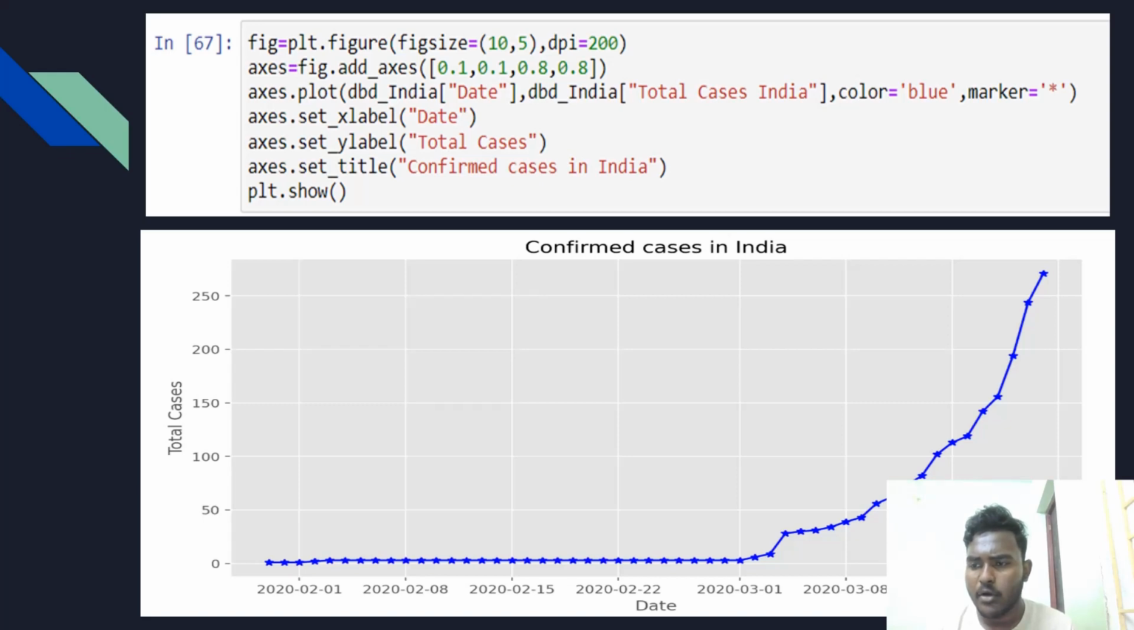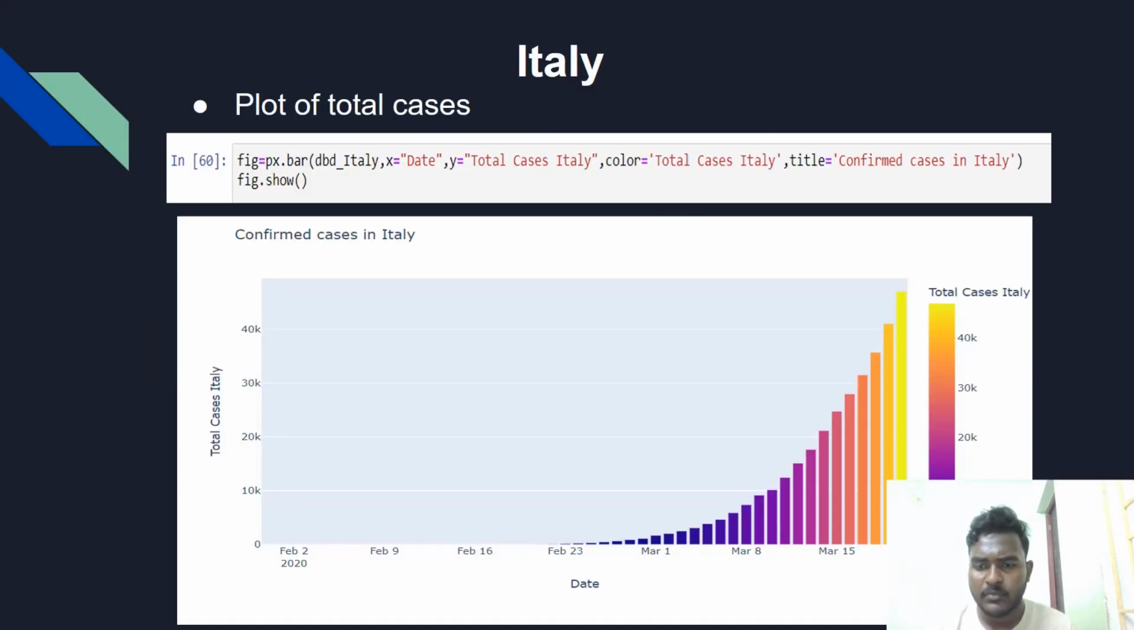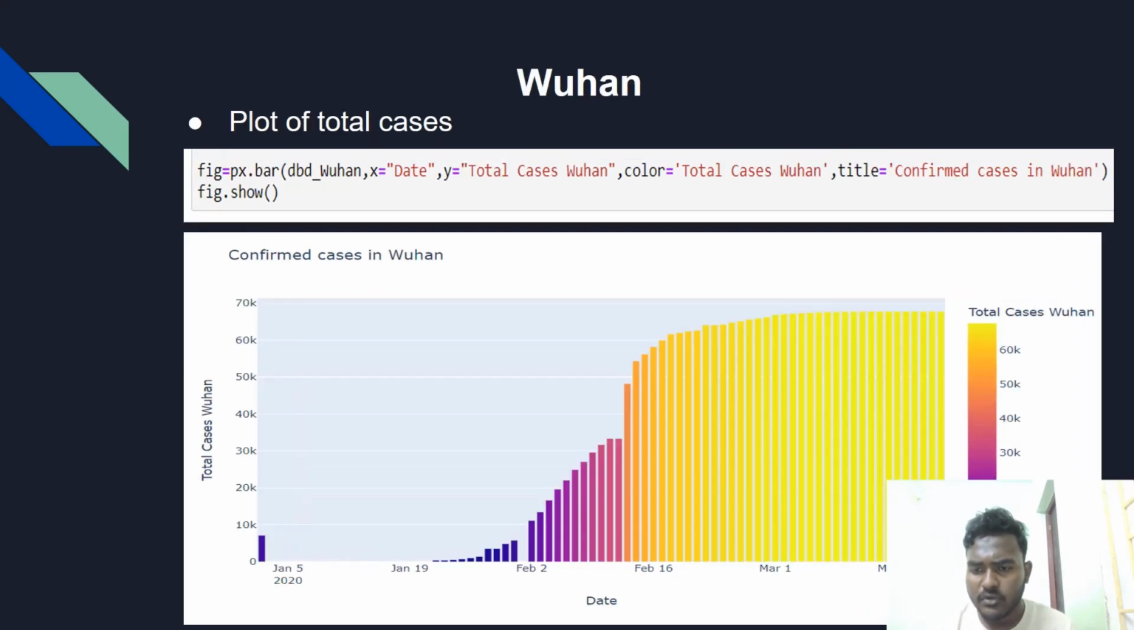Now we will discuss the data visualization of COVID cases from other countries. Now see these following graphs. This graph shows the day-wise total number of confirmed cases in Italy. Now see the following graphs. This graph shows the day-wise total number of confirmed COVID cases in Korea. This graph shows the day-wise total number of confirmed COVID cases in Wuhan.